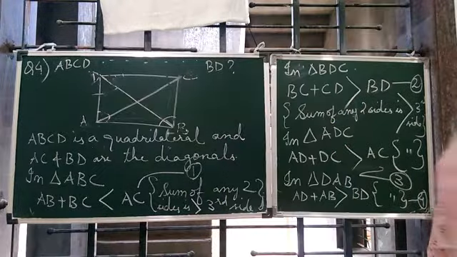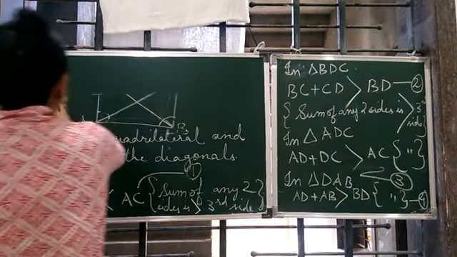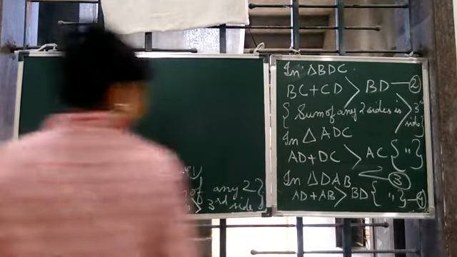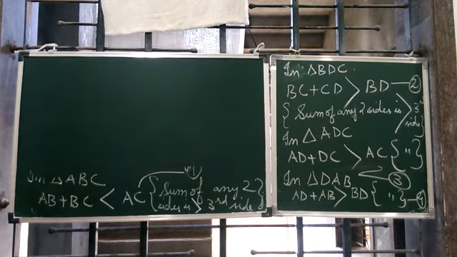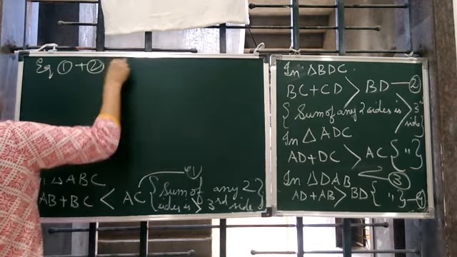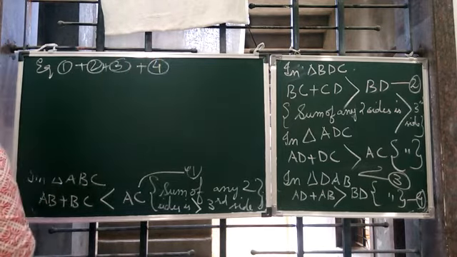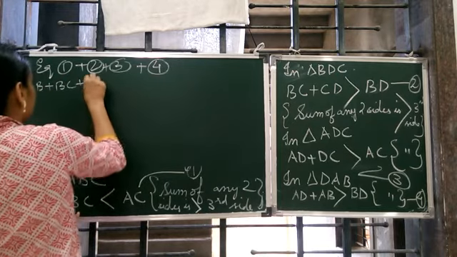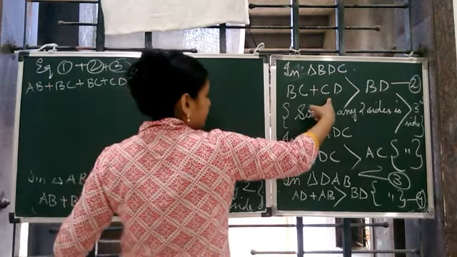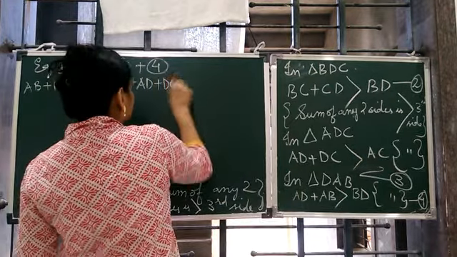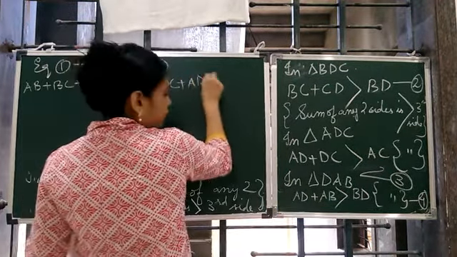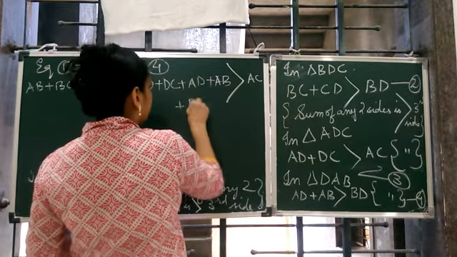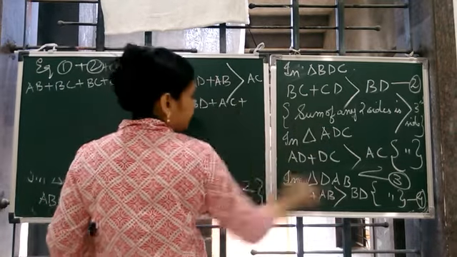Now again, we add these four equations, equation 1, 2, 3, 4, and let's see what comes. So equation 1 plus 2 plus 3 plus 4. What is the first equation? AB plus BC, plus BC plus CD, plus BC plus CD, plus AB plus BC, plus AD plus BC, plus AD plus AB is greater than AC plus BD plus AC plus BD. Correct?